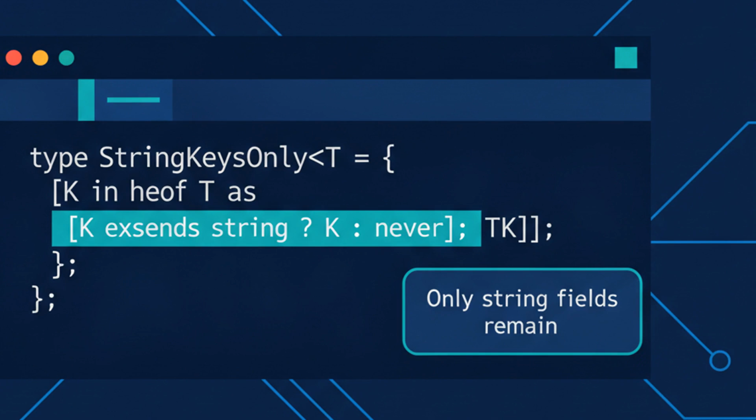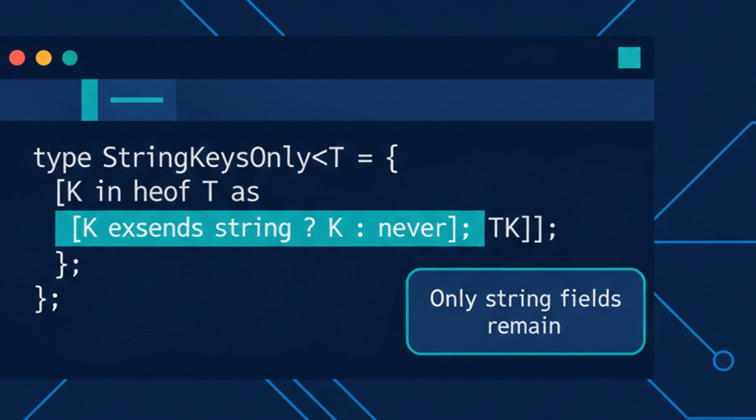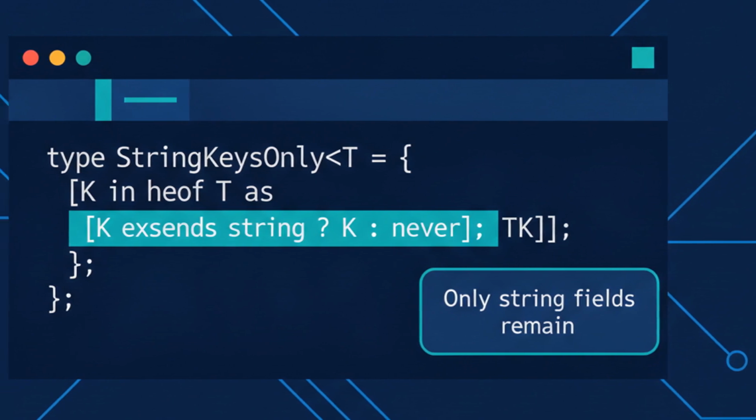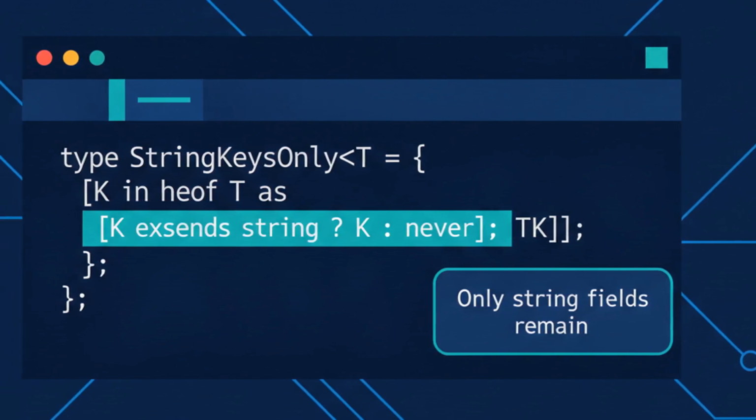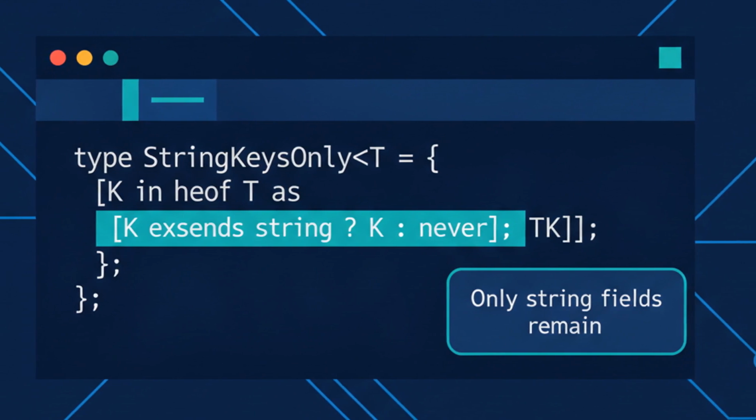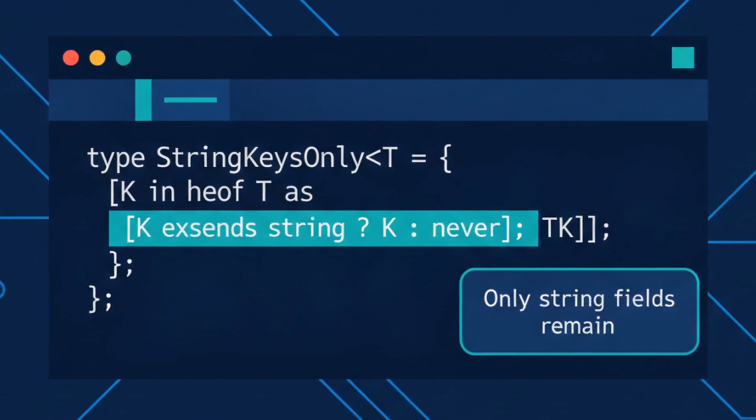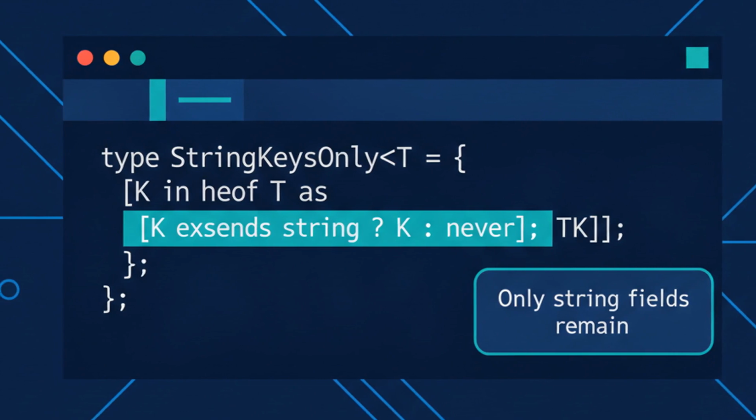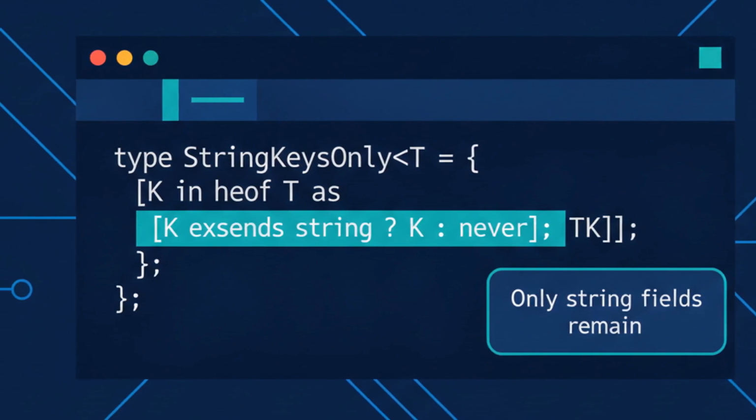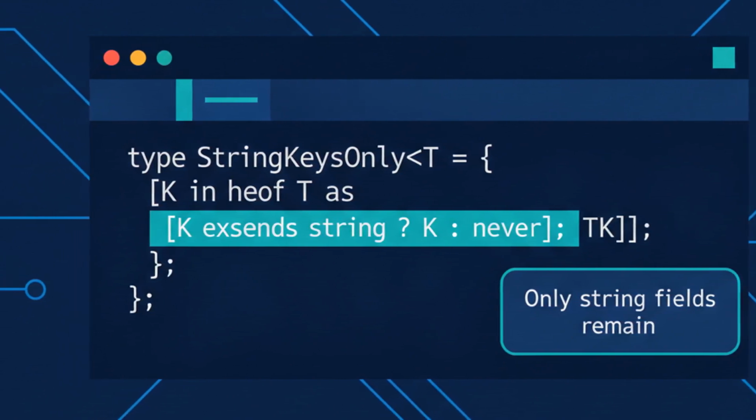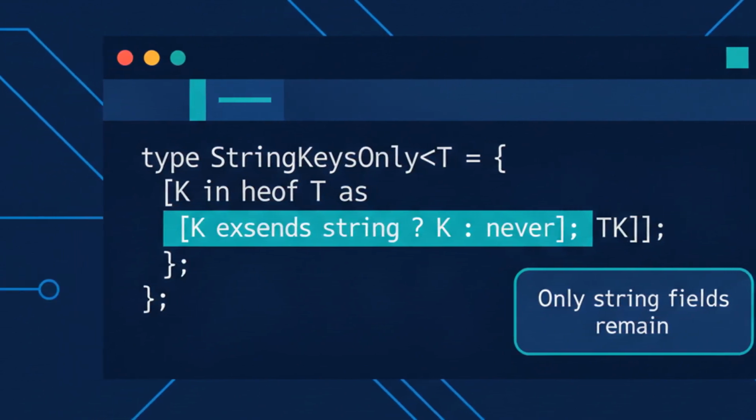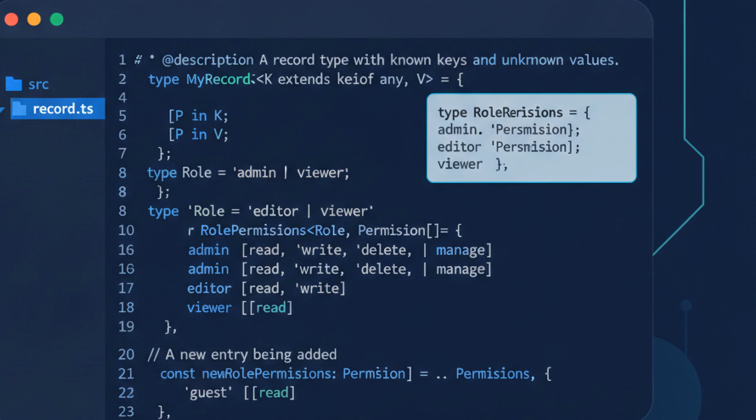Key remapping has a hidden superpower. If you remap a key to the never type, that key gets filtered out entirely. So you can conditionally drop properties. Here we keep only the keys whose value is a string. Any key that doesn't match becomes never and disappears. This turns mapped types into a filtering tool, not just a transformation tool, like running a where clause over your type's properties.